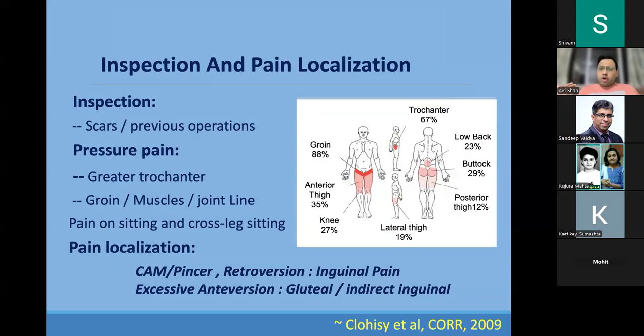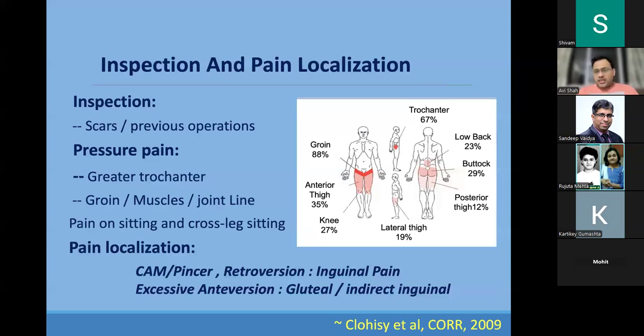Inspection: you look at the lie of the patient. You look at what position they like keeping their hip at ease if they are specifically in pain. Now, hip pain can present in various positions. It is not just always in the groin.